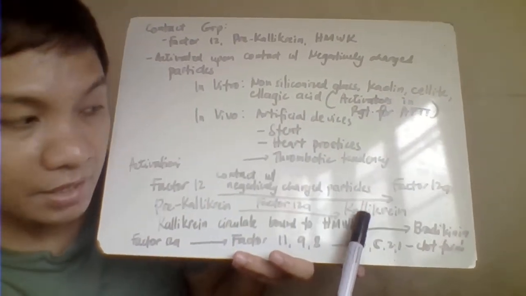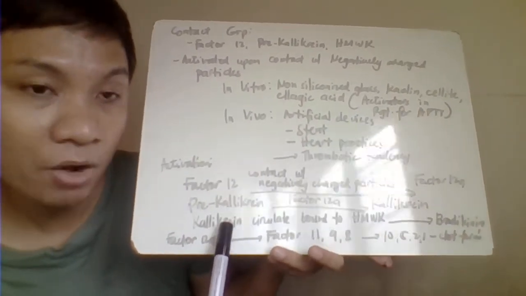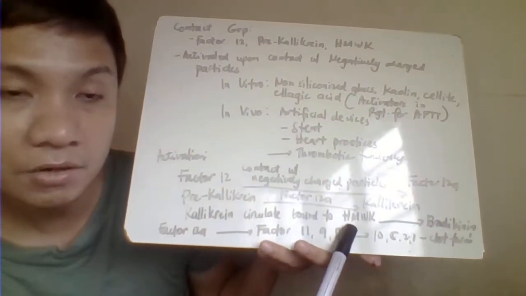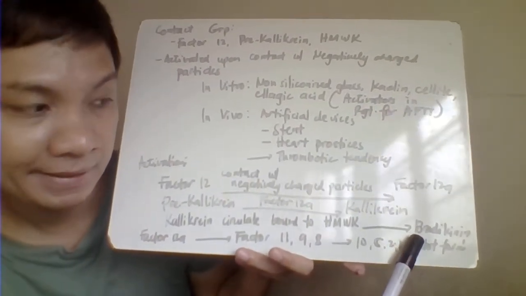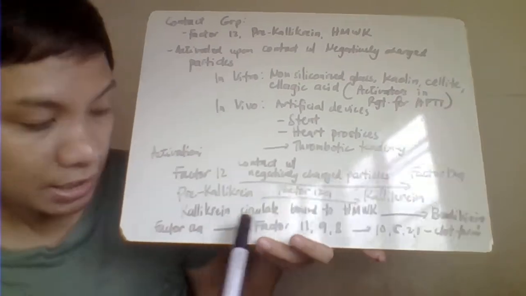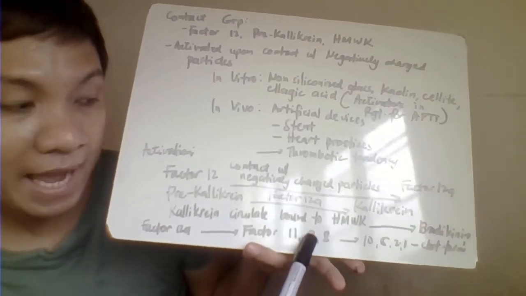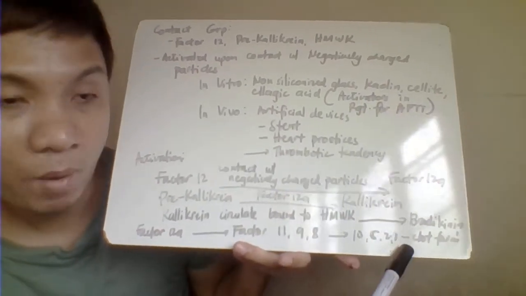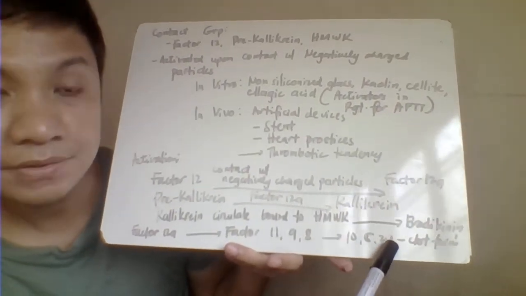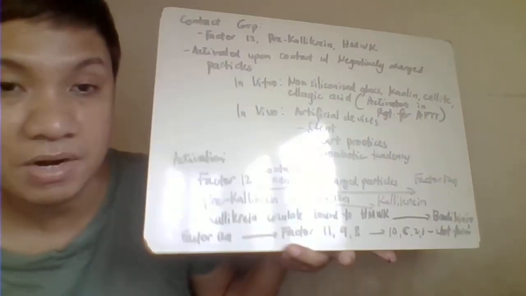kallikrein. Then your kallikrein circulates in your circulation bound to your high molecular weight kininogen, which is further converted to your bradykinin. And further, it will activate your factor 11, okay, so 9, 8, then eventually your common pathway 10, 5, 2, 1. And again, 1 is your fibrinogen, so fibrinogen will be converted to your fibrin clot, and that's also here for your clot formation.